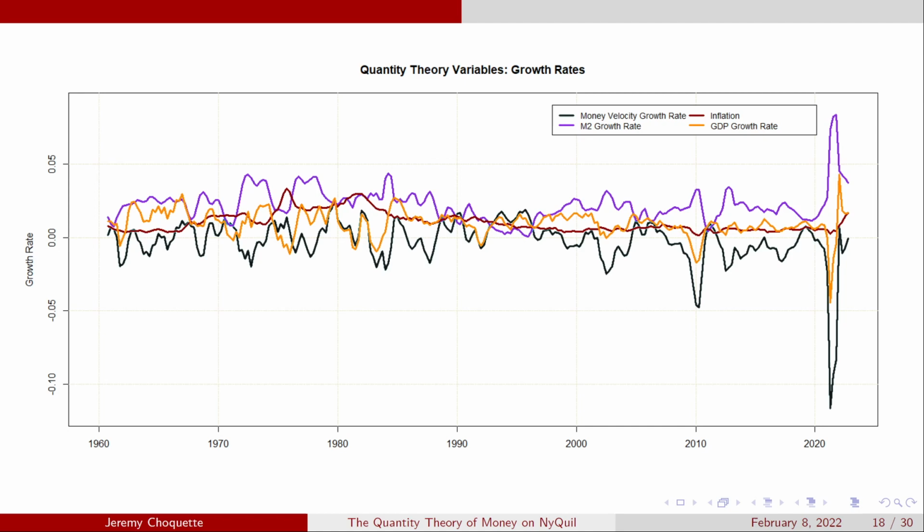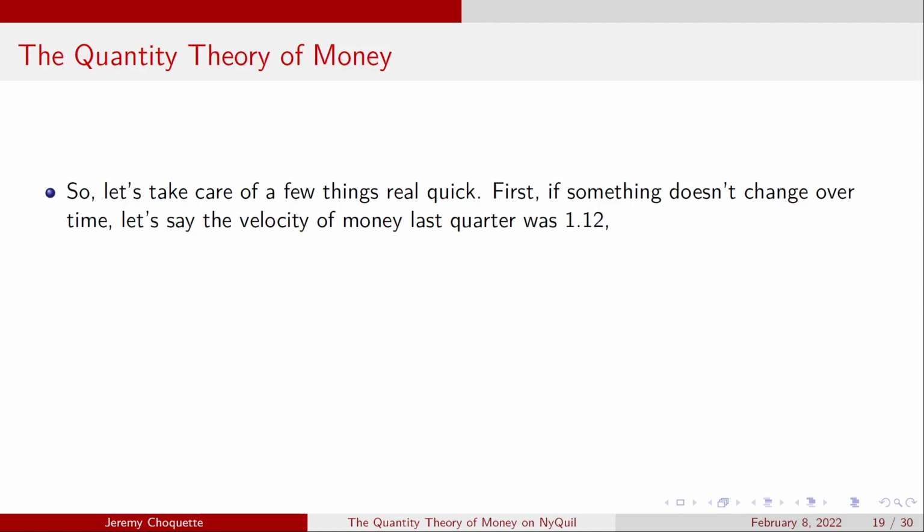When you're looking at this, try to come up with a narrative for why you think some of these things would be increasing versus decreasing, and why they would be moving together or in opposite directions. So, a nice little homework assignment for you guys. Let's take care of a couple of things when it comes to what we're going to do next.